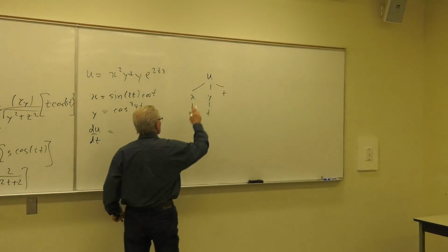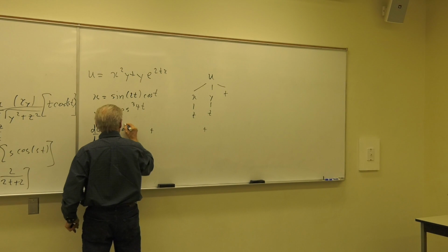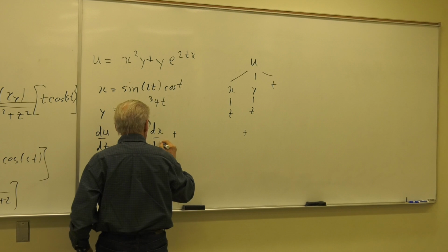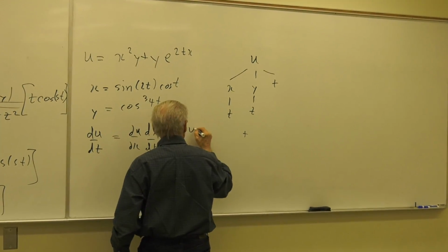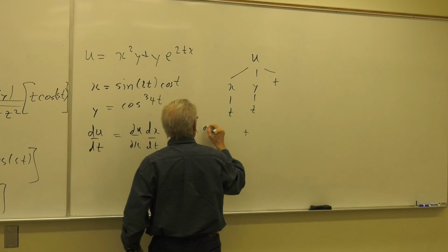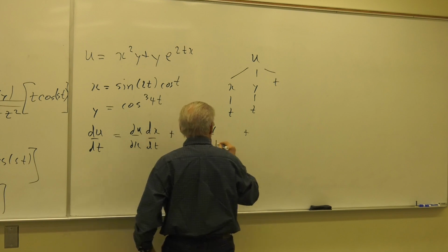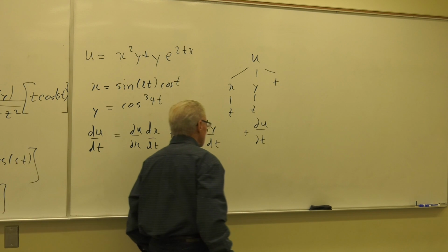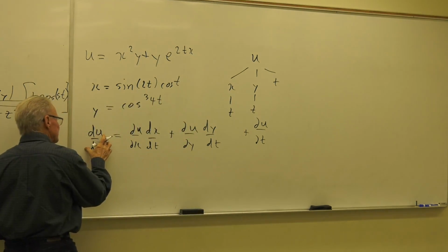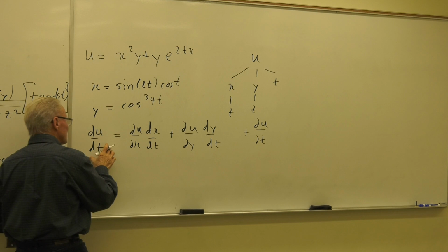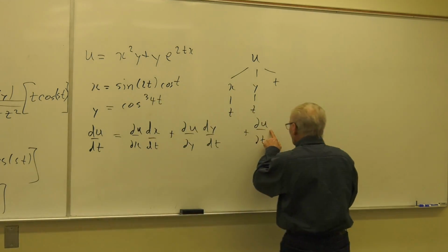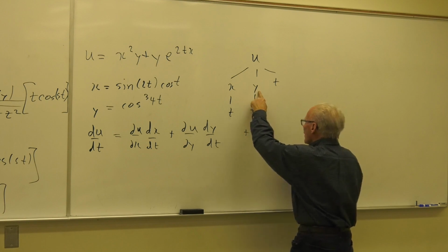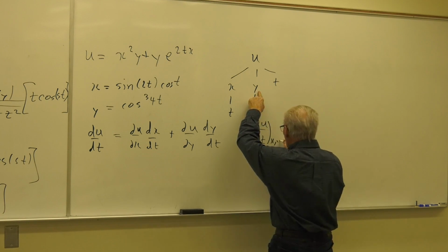All right. So for the first path, du dx dx dt. Second one, du dy dy dt. And finally, du dt. And again, notice the difference. This is saying u only in terms of t. This one is saying differentiate u with respect to t, holding the x and y constant. So you could put that there for emphasis.